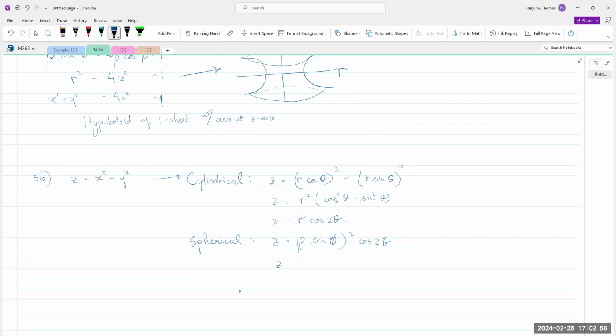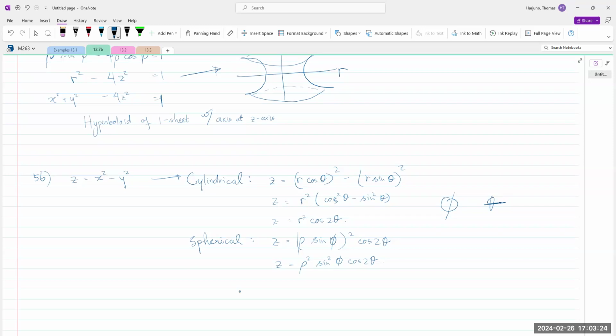So c equals rho squared sine squared phi cosine 2 theta. Now be very careful when you write your phi and theta. They should look very different. In fact, if you think about it, phi has the line like this, and theta has the line in the middle, like this, horizontal.